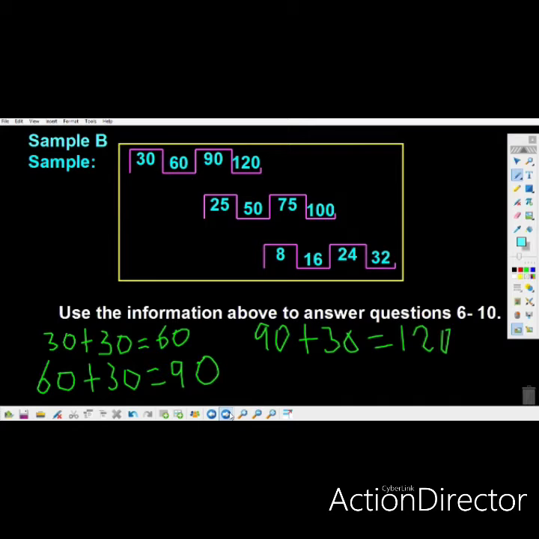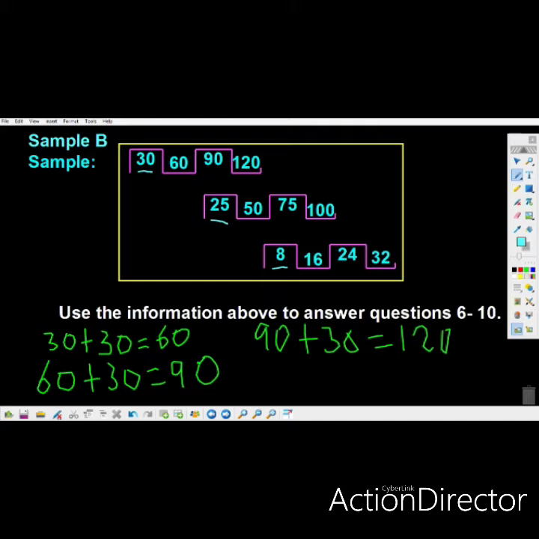Right, so here we're going to look at sample B. First, if we have to work on this sample B, we need to consider the initials. Here we have 30 as the initial, we have 25 as the initial, and we have 8 as the initial. All we need to do is keep adding the initial to either the given one, that is 60, or 90 that is being given. You keep adding the initial to give you 120.